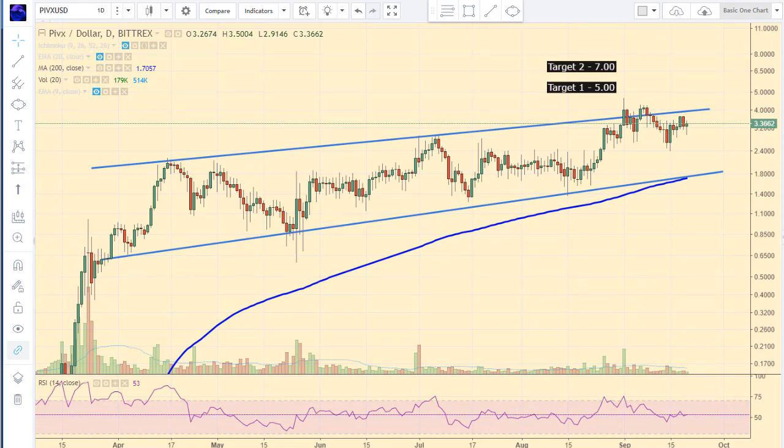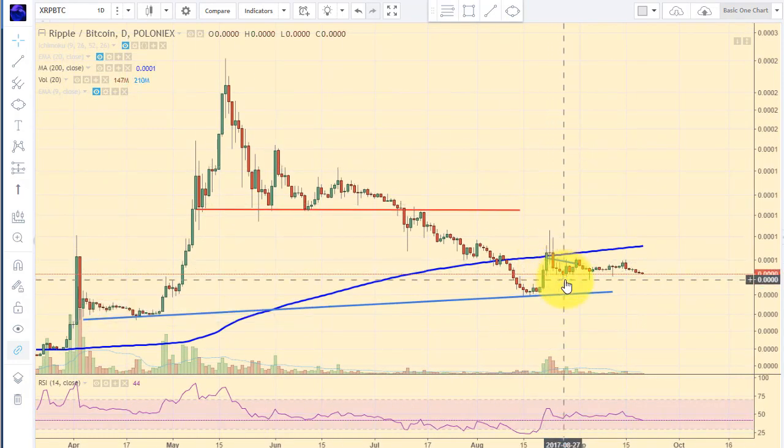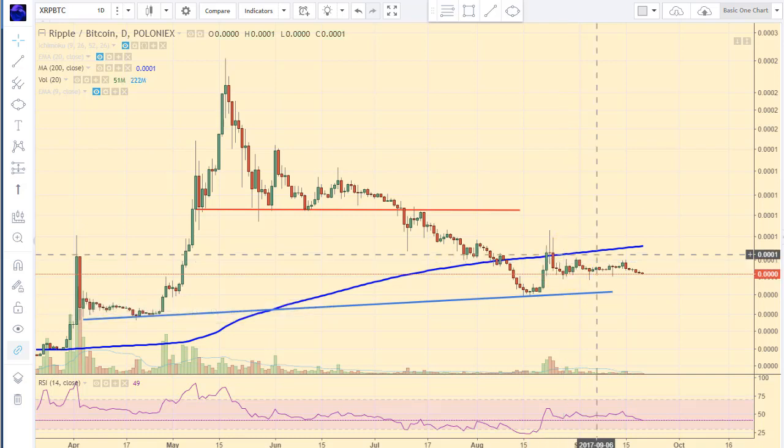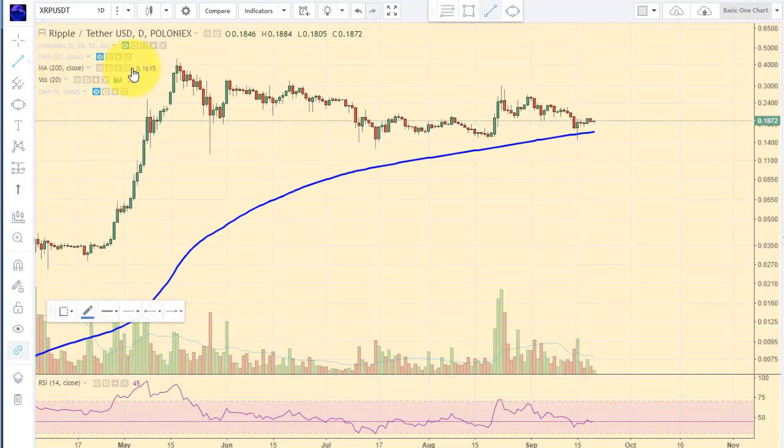Let's check out Ripple Coin. Let's check out Ripple Coin against Bitcoin. Or what's the better one? There was Monero or Bitcoin. What's the better one to check out against Bitcoin? You know what? Let's check it out against the dollar first.